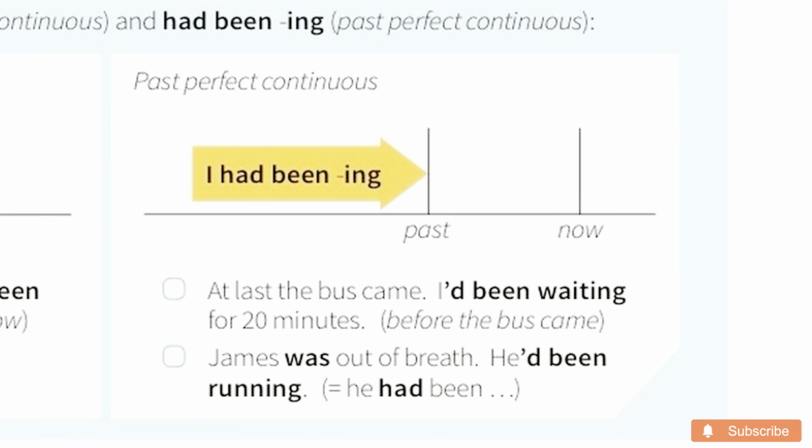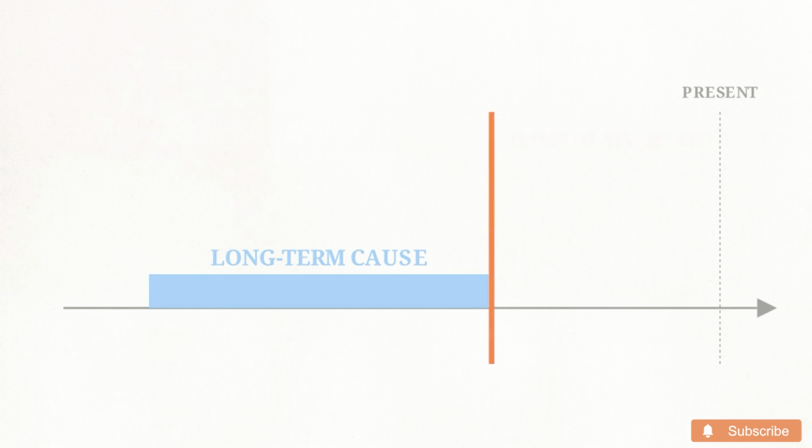This diagram illustrates the relationship between a continuous action and a past event. Look at the yellow arrow labeled I had been ing. It represents an action moving forward through time, but notice how it stops at the vertical line marked past. That vertical line is the specific past event or feeling you are trying to explain. The continuous action is the long-term cause. The event on the line is the immediate result.